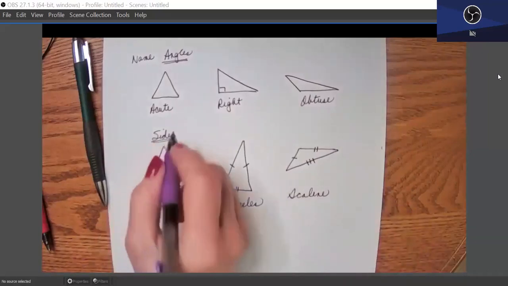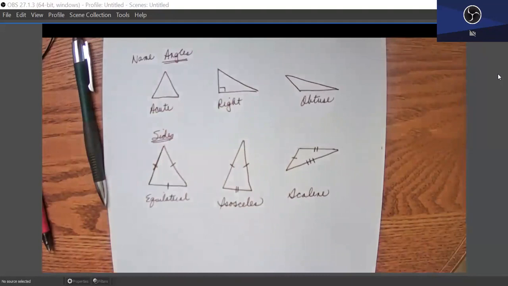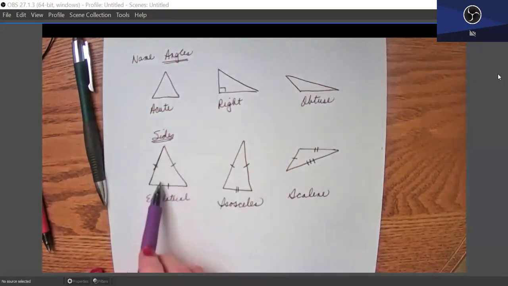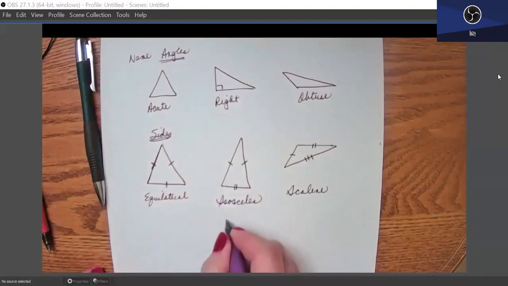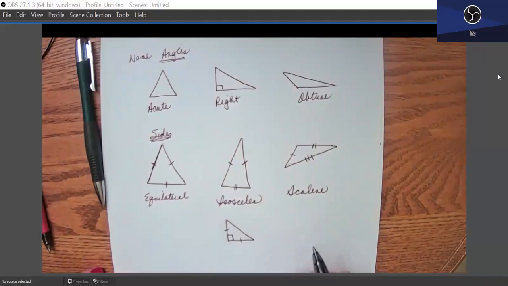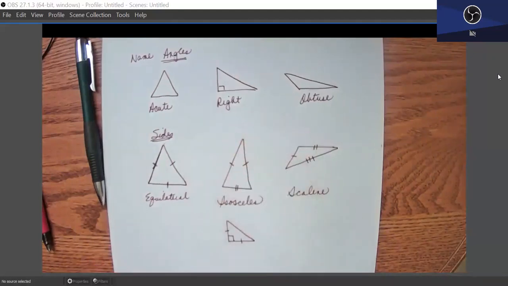So you can name your triangles based on the angles or the sides. So we could actually call this an equilateral acute triangle. We would call this an isosceles acute triangle. We would call this, with these two sides being equal, a right isosceles triangle. So you can give it its name based on its angles and its sides.